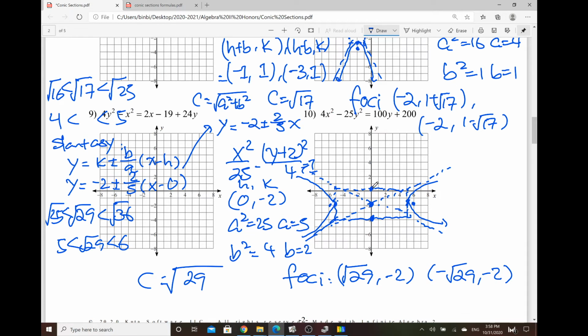Well, let's find the slant asymptote. Negative 2, so 2 units down, and then 5 units to the right and 2 units up. Or it could be 2 units down, 5 units to the left. That's right. And then the other slant asymptote here, 2 units up, and then 5 units to the left, 2 units down, 5 units to the right. So plus or minus for the slope.